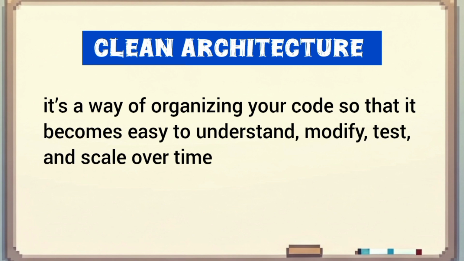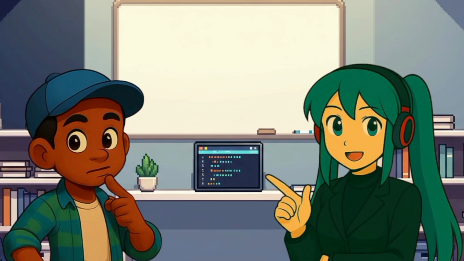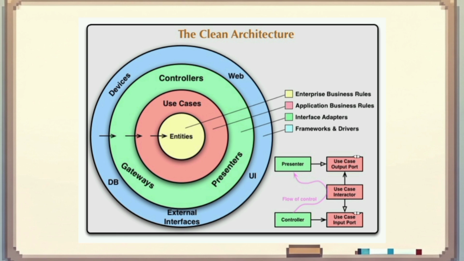Formally, it's a way of organizing your code so that it becomes easy to understand, modify, test, and scale over time. The core idea is to organize the code into layers, where each layer knows only about the layer inside it or the inner one, but has no knowledge of the layers outside it.